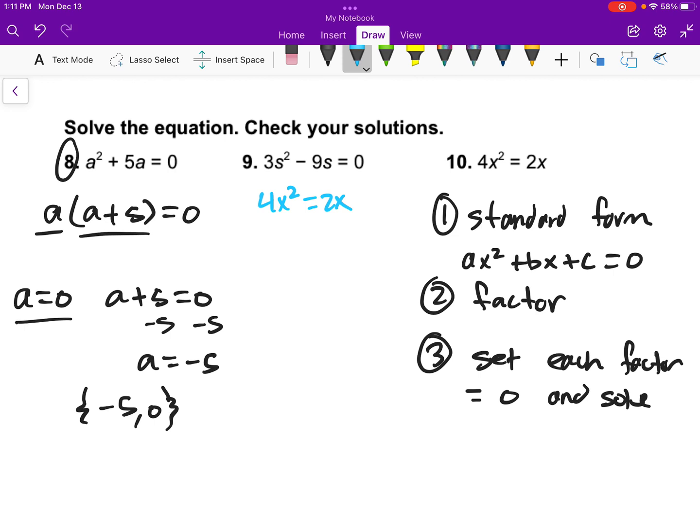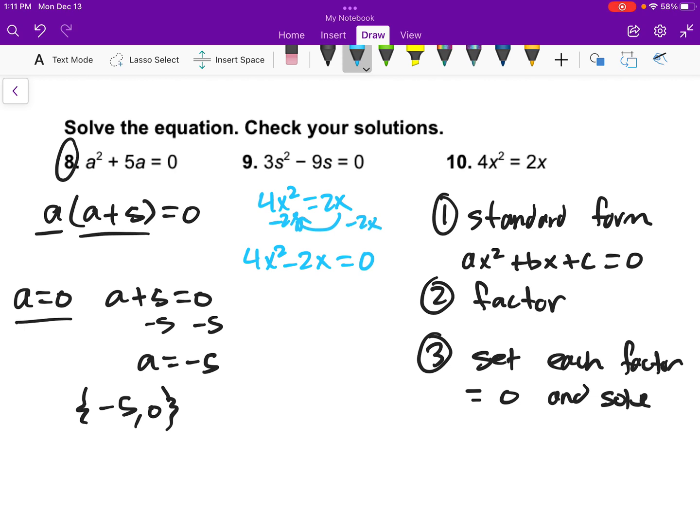All right, so if I follow these steps, I want it to be in standard form. I want it to be equal to 0. So I'm going to move that 2x over. So I end up with 4x squared, and I'm going to minus it over. I have to minus 2x from this side, minus 2x from that side. Now I can't combine those, so I just have 4x squared minus 2x equals 0. Okay, so I got it in standard form.